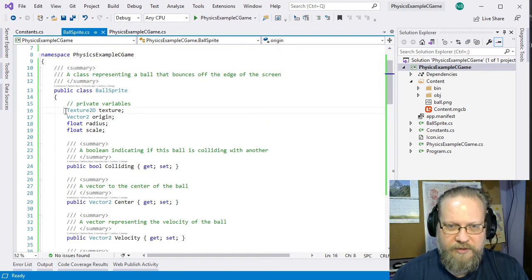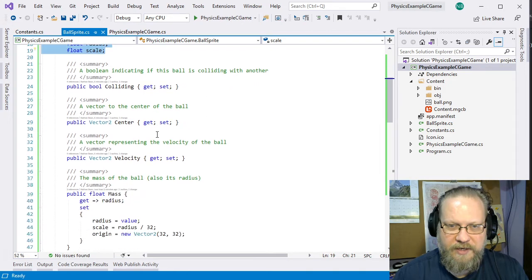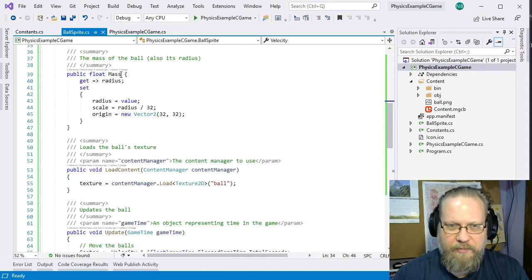Now the ball sprite looks fairly familiar. We have a texture. We are defining a few extra values: a Vector2 to use for the origin, and a floating point number for the radius and for the scale. This colliding boolean we saw set, so it's just a property. The center is a Vector2 property, and the velocity is a Vector2 property. And then the mass is also a property, which we're using the radius as a private backing variable for.